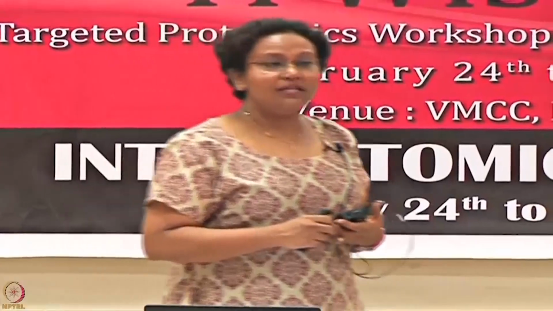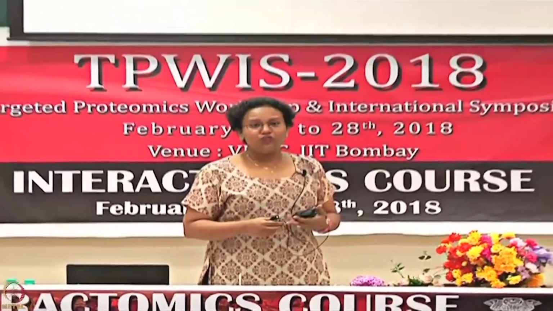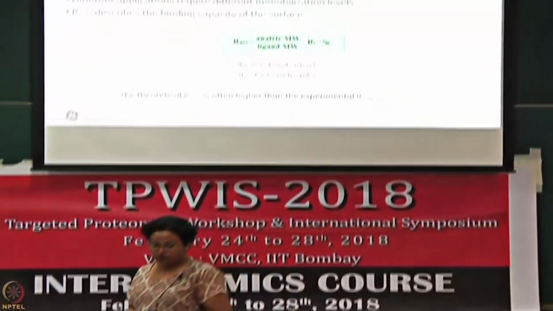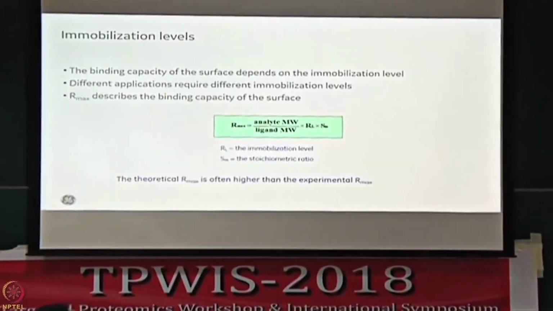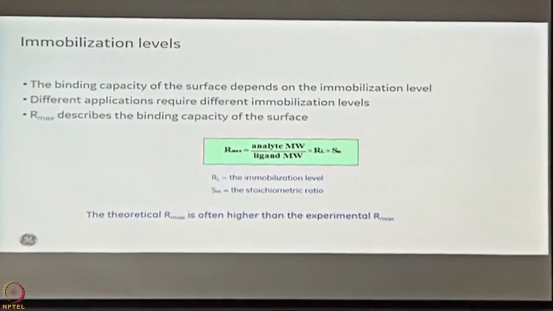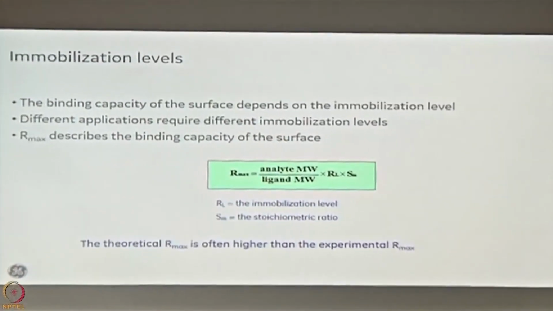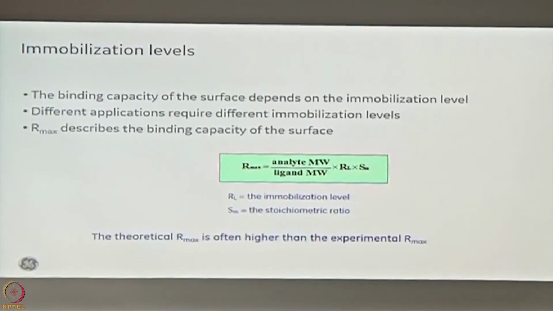Now, I think somebody was asking about the immobilization level. How do we find out the immobilization level in Biacore terms, and how much should we immobilize when we are doing a Biacore assay? We have a formula, it's kind of like a Ved Vakya in Biacore. Rmax is equal to the molecular weight of analyte divided by the molecular weight of ligand, multiplied by RL, into the stoichiometry.